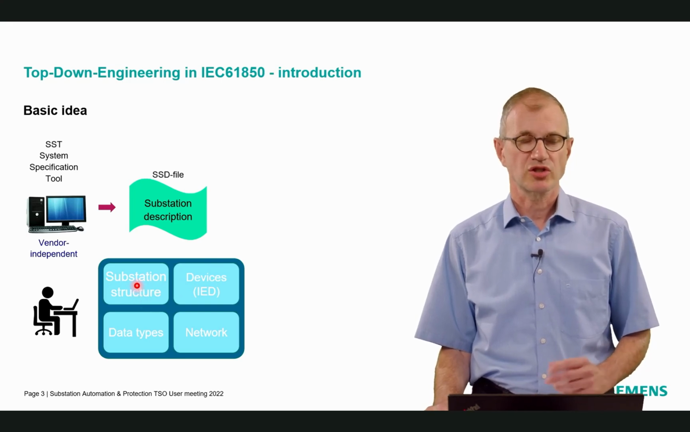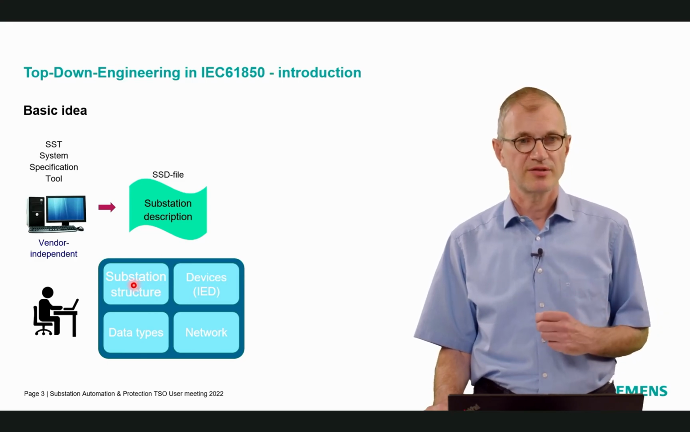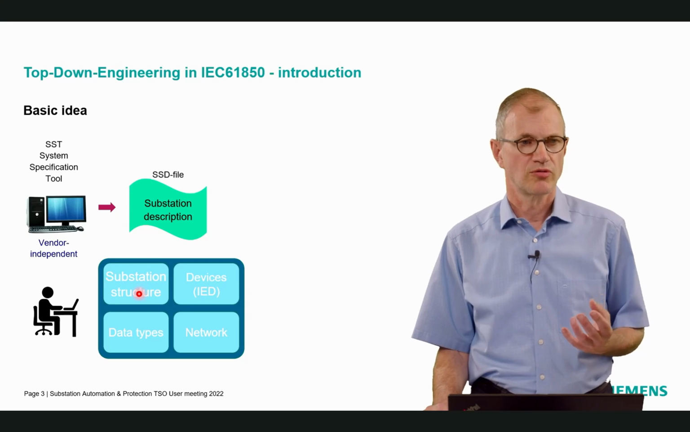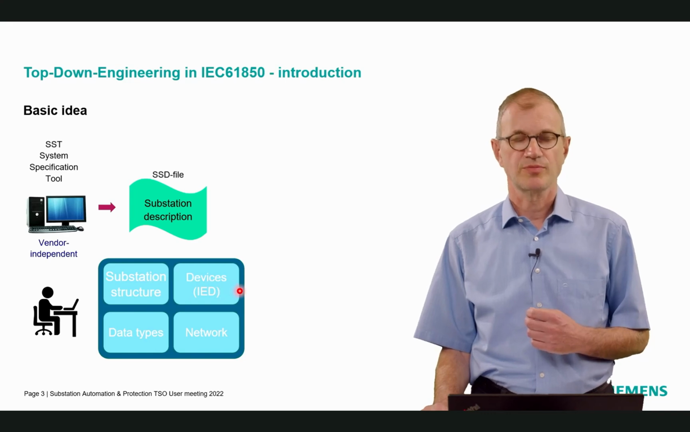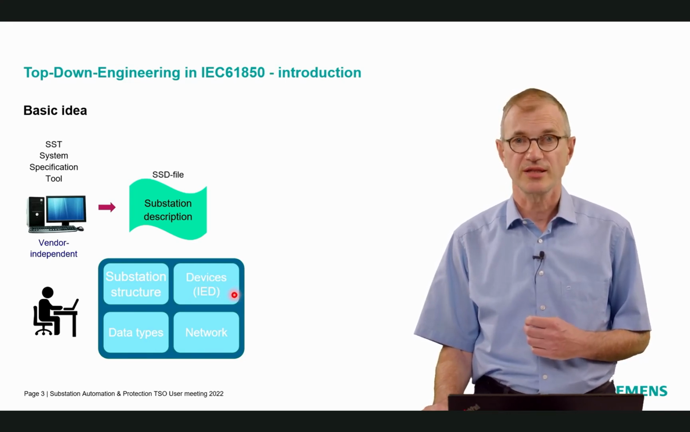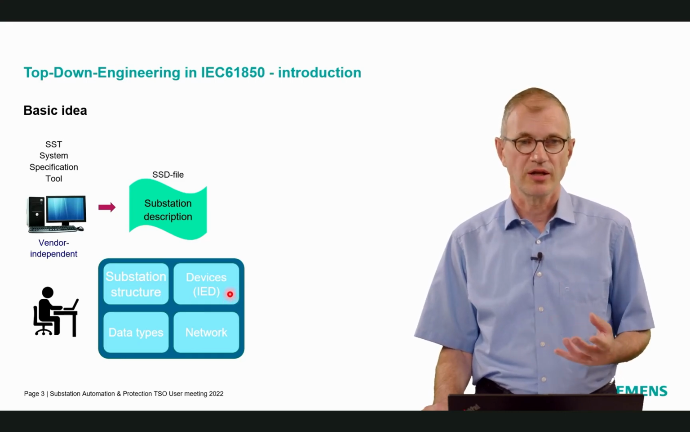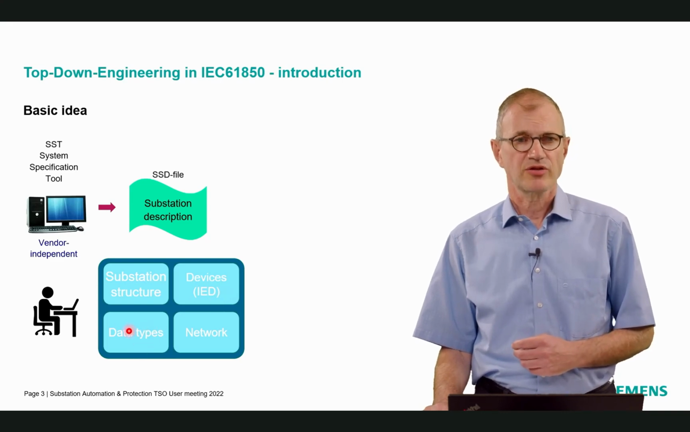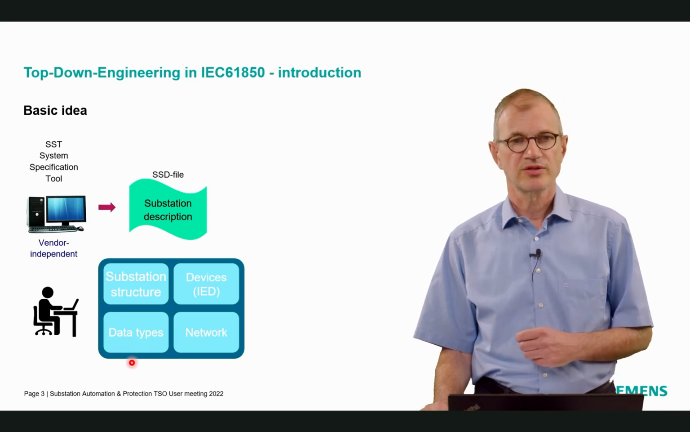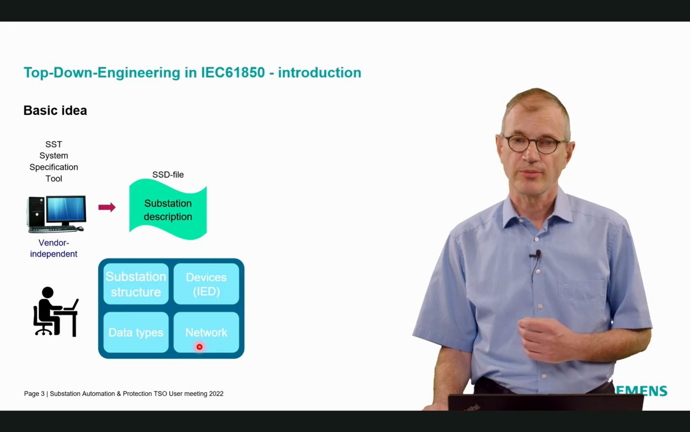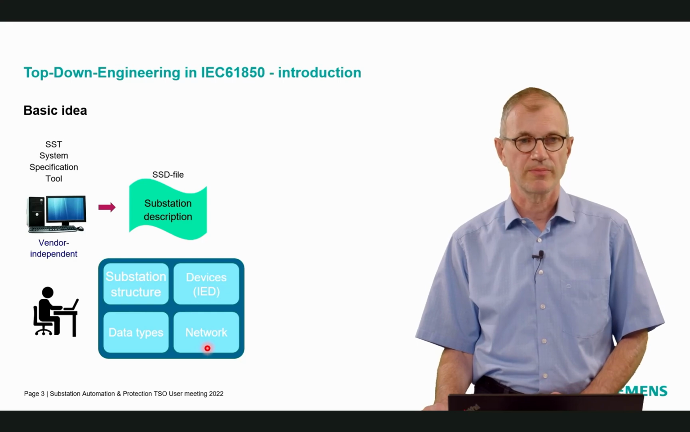The substation structure, this is the topology, for example, the bus bars, the voltage levels, something very good, visible also for humans. Then you can describe the devices, the IEDs. Of course, this part is very interesting for a tool like DIGSI, which has the task to configure these IEDs so that you can operate them. Then there is a part data types. This is quite theoretical and not well readable by humans. And there is a network part describing communication relations, like GOOSE exchange of information, for example.